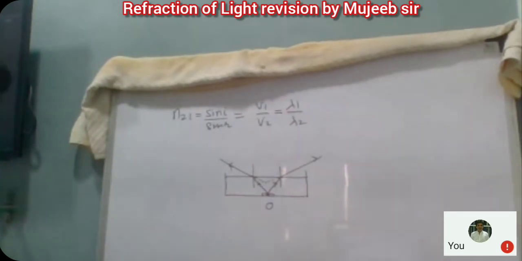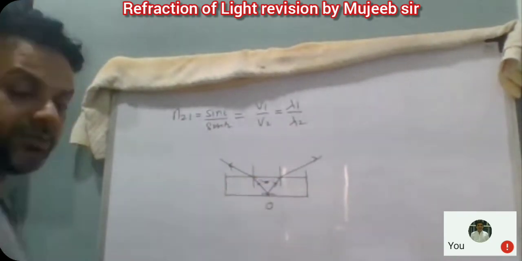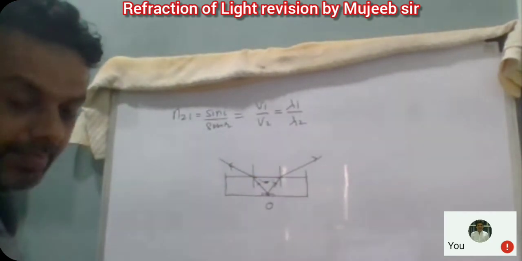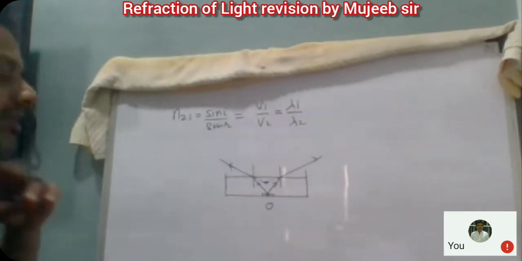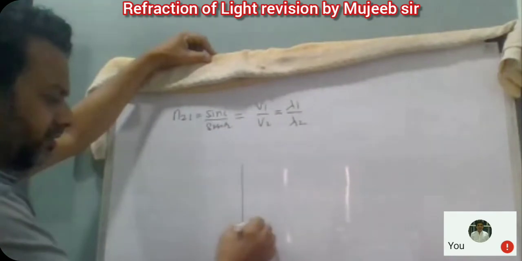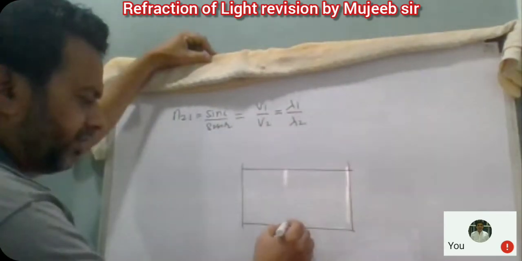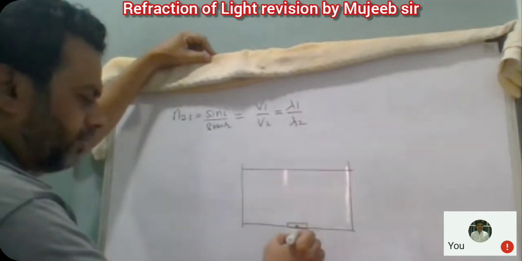Then, because of this, the coin appears to be raised. The coin appears to be raised over here. Now what happens over here? I made a very small diagram, so I will make a bigger one. Suppose this is your container. In the container, the water is up to this point. Here is the coin, and here is the point O on the coin.